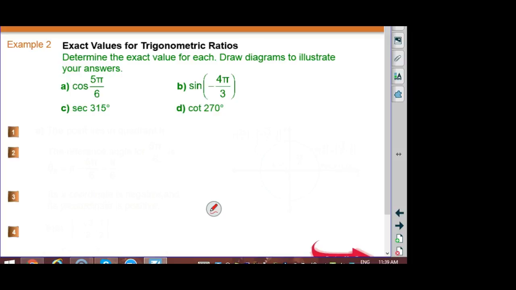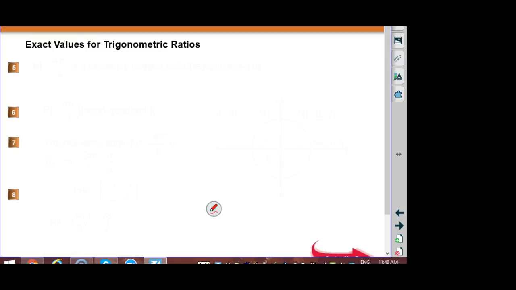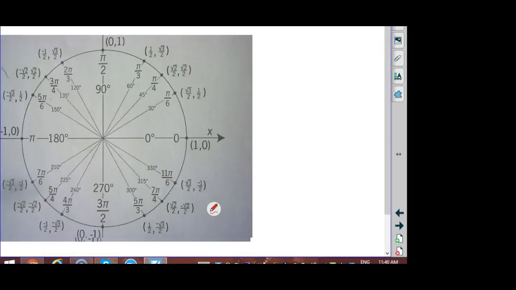Okay, example 2. Exact values. To find the exact value on the diagram, all we need is our unit circle that we drew. If we want to find the exact value for cos, remember, cos is our first point, of 5 pi over 6, you should be able to tell me what it is by looking at your unit circle. My unit circle is somewhere here. So 5 pi over 6 is here. Then the cos part is this. So the exact value should be minus root 3 over 2.